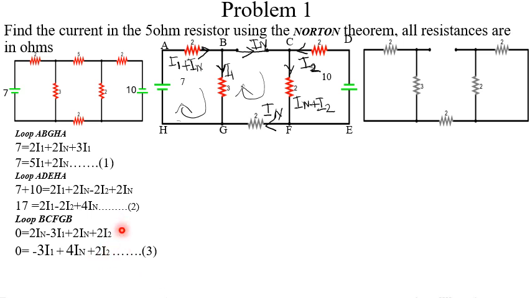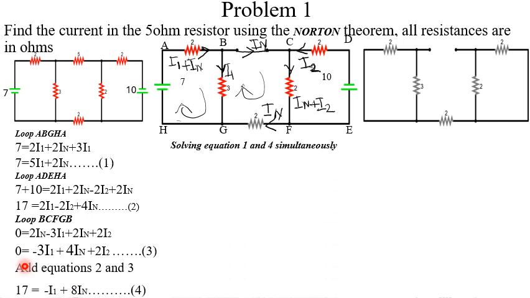So what do we now do? We realize that equation 2 and equation 3 are somehow similar, so we simply add those two equations. We add equation 2 and 3 to get equation 4, which now becomes 17 minus I1 plus 8IN. Afterwards, we solve equation 1 and equation 4 simultaneously.